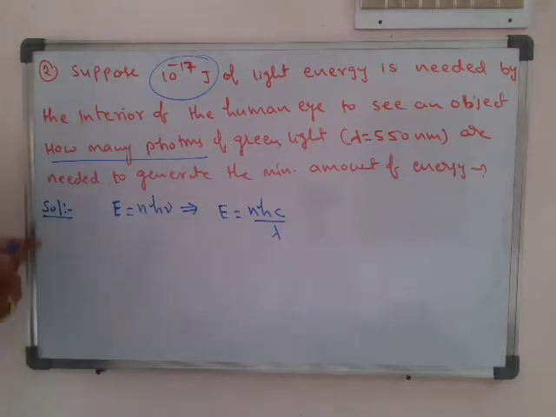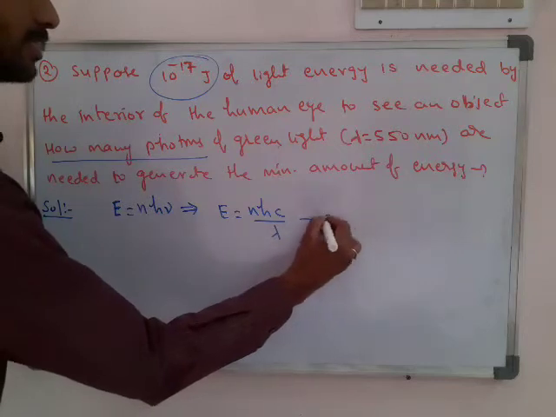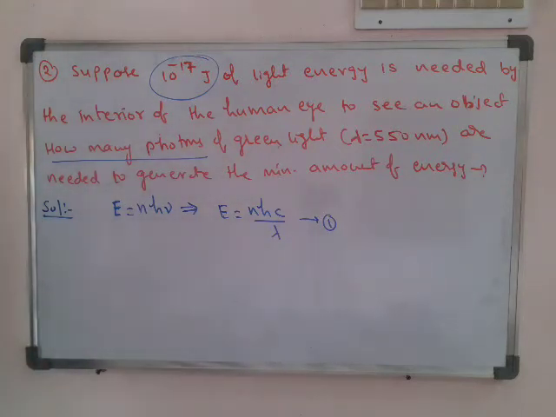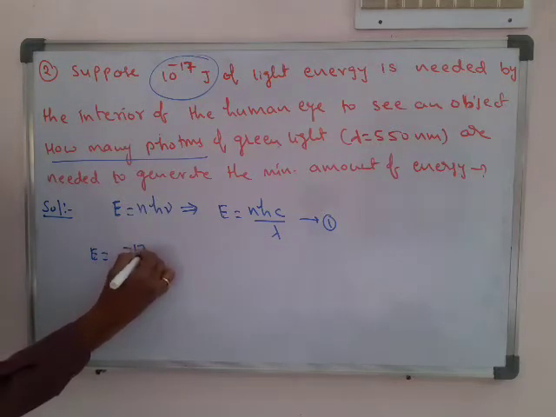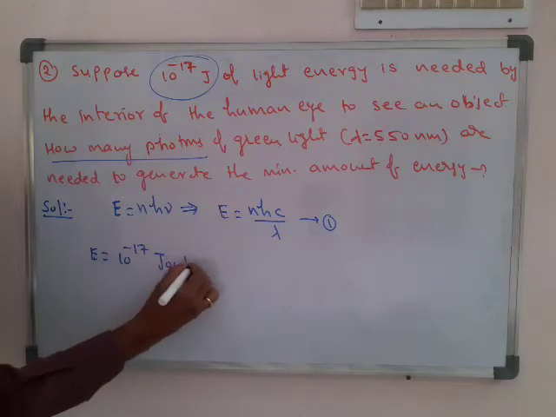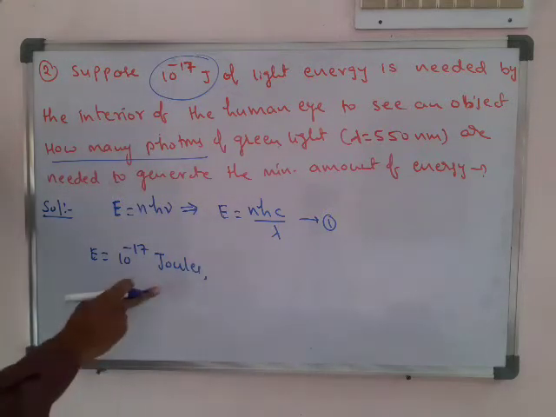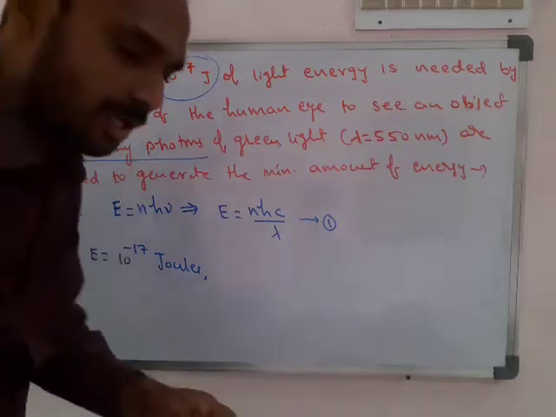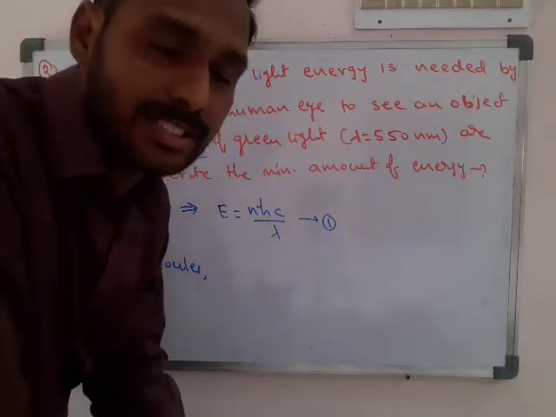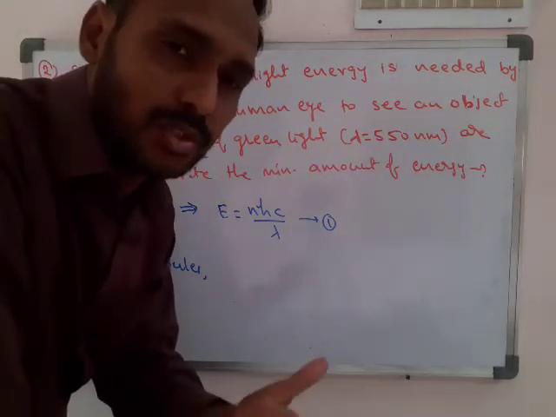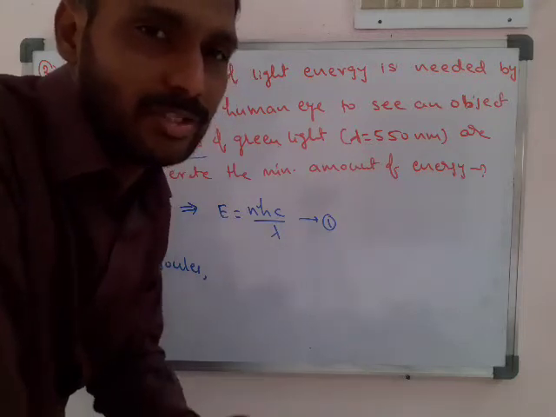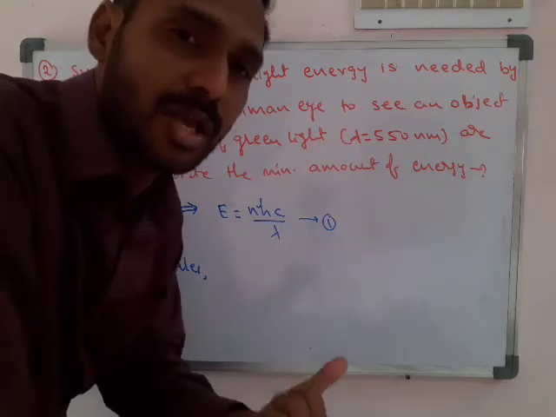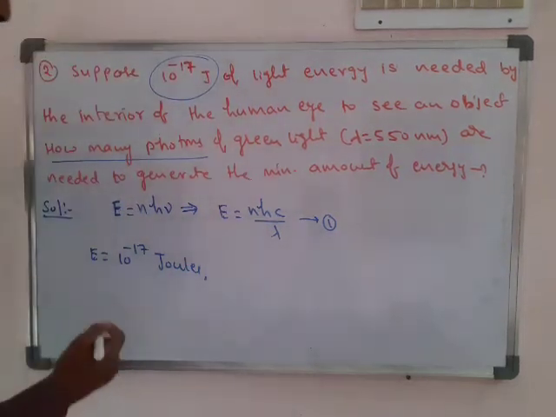Okay, so already we know, just to take it as equation 1. So what are the energy? So energy value is given how much? 10 power minus 17 joules. Joules is the unit for energy. Joules, ergs, kilojoules, calories, these are the main units of energies. Work also has the same type of units, joules.